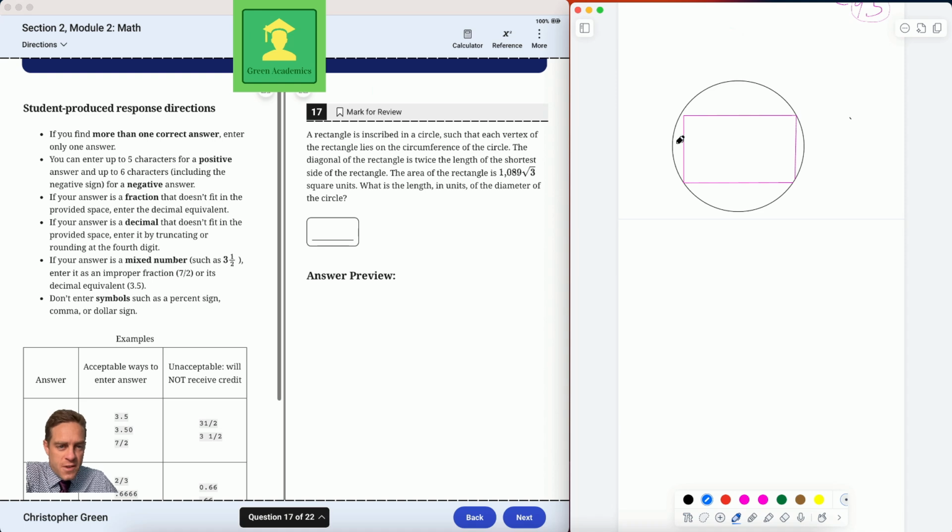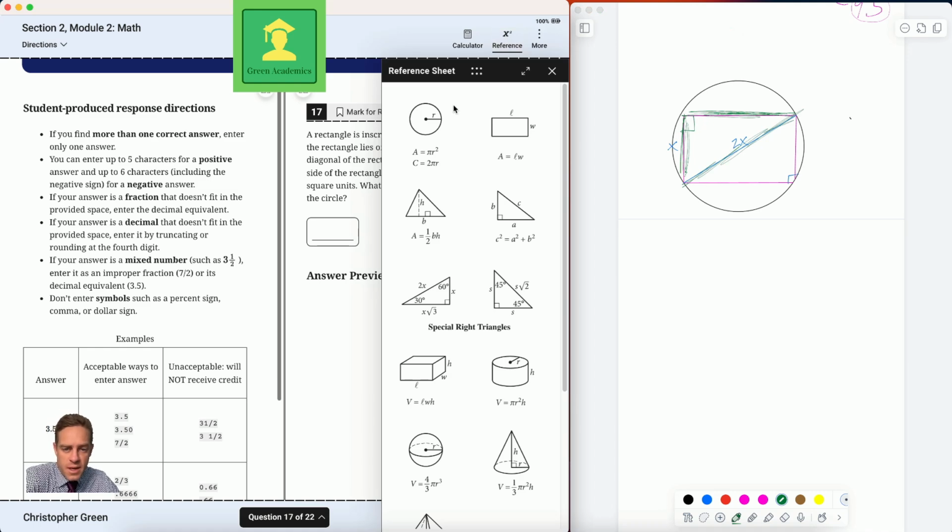So I'm going to call the shortest side x, which means that this, which is the diameter, but also the longest diagonal of the rectangle, is 2x. And it creates a special right triangle situation. So this green triangle here must be a special right triangle, because if you look at the reference card, it shows you that if the hypotenuse is double the short side, you're dealing with a 30, 60, 90. So you're actually looking at x, x root 3, and 2x.